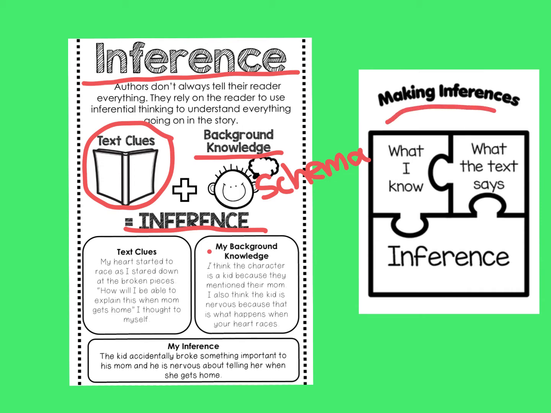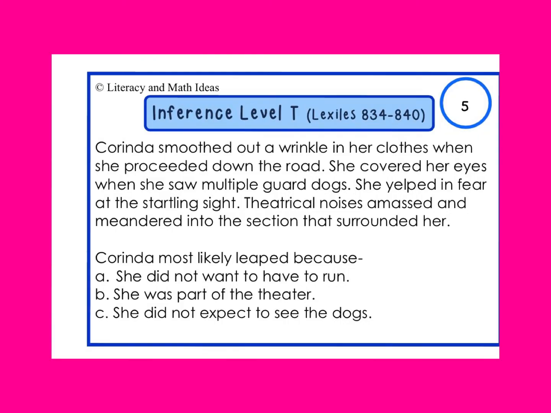Remember, when we make these inferences, you're using what you know or your background knowledge plus what the text says for those text clues to get that inference. Let's practice one together. "Corinda smoothed out a wrinkle in her clothes when she proceeded down the road. She covered her eyes when she saw multiple guard dogs. She yelped in fear at the startling sight. Theatrical noises amassed and meandered into the section that surrounded her." Corinda most likely leaped because A, she did not want to have to run, B, she was part of the theater, or C, she did not expect dogs.